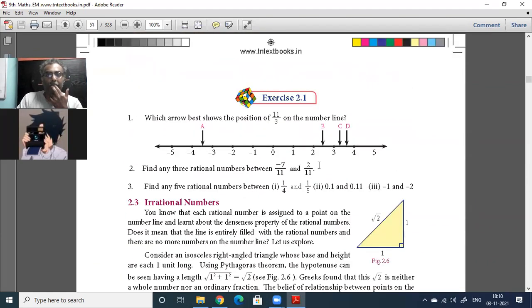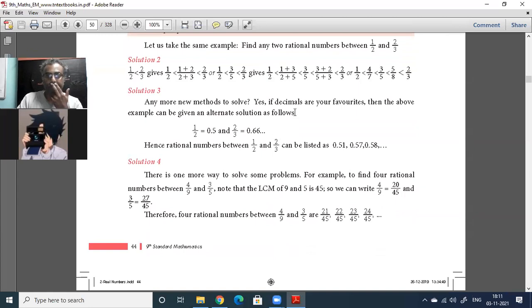Are there any more methods? Yes. If you use decimals, then the example can be given an alternate solution. Using decimals, you can have an alternate solution. So half is now converted into 0.5, and 2/3 is converted into 0.66666, which keeps on going. Hence, rational numbers between half and 2/3 can be listed, and very easily now you can list many rational numbers.